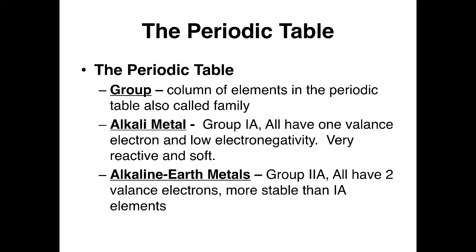The second group is called the alkaline earth metals. It has a 2A, or Roman numeral 2, and an A above the group. They all have 2 valence electrons. These tend to be more stable than 1A elements, but have very similar properties other than their increased stability.